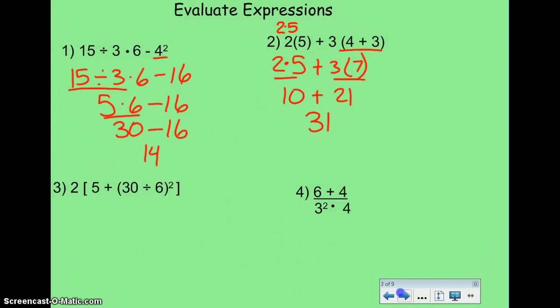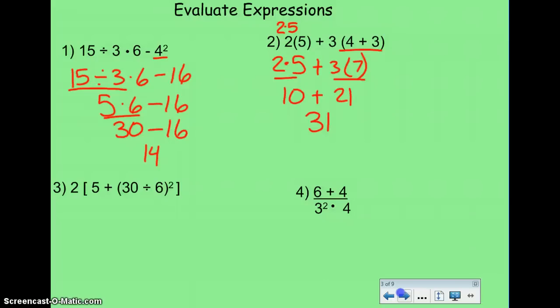And again, just for those of you in class, notice that I'm showing all my work. I'm not just jumping to, in problem 1, the answer of 14, or in problem 2, an answer of 31. I'm showing the work to get there.